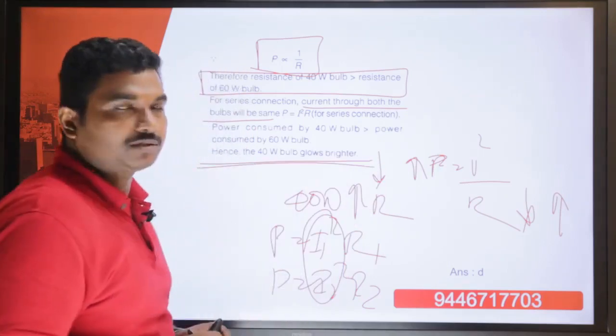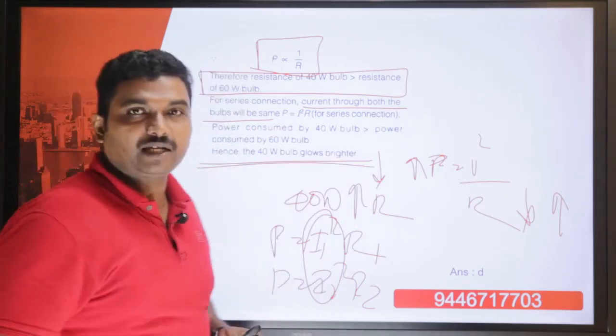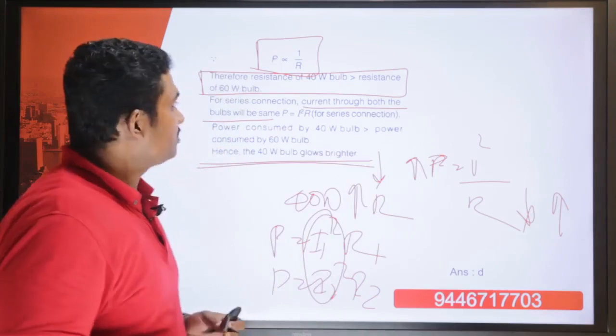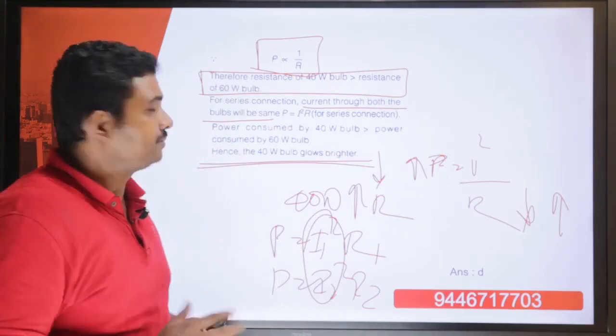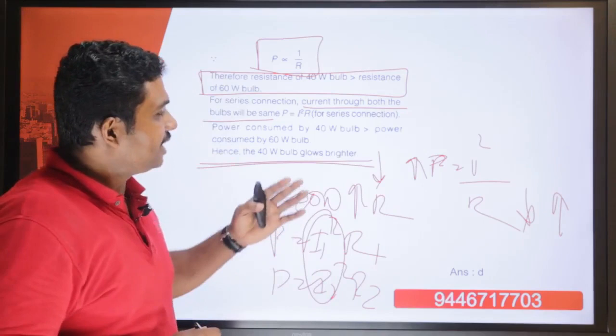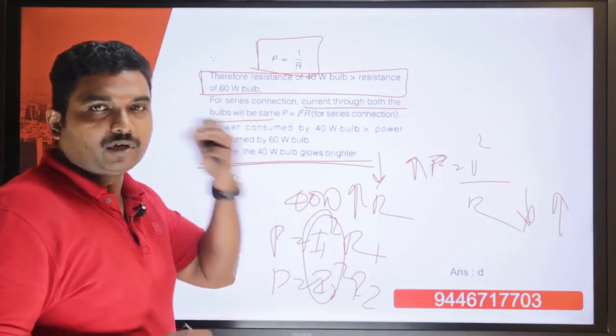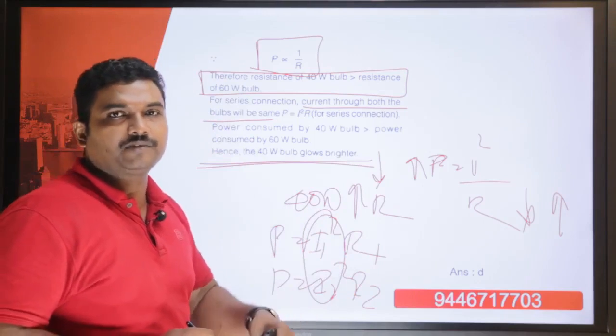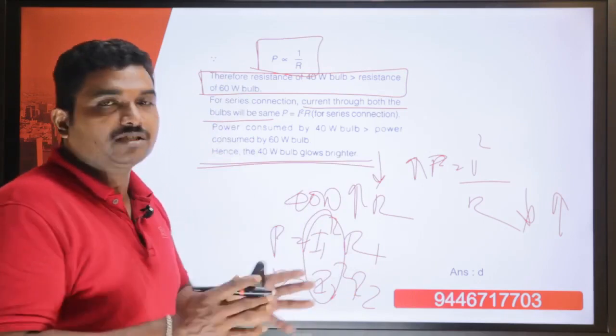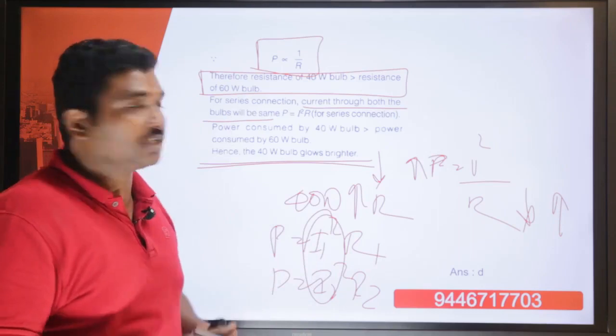This is a typical question that comes normally for every public sector examination. In addition to this, there can be questions that come from R is equal to rho L by A. What happens when the length is doubled? What happens when the radius of the cross section becomes half? Those kinds of questions can also come.